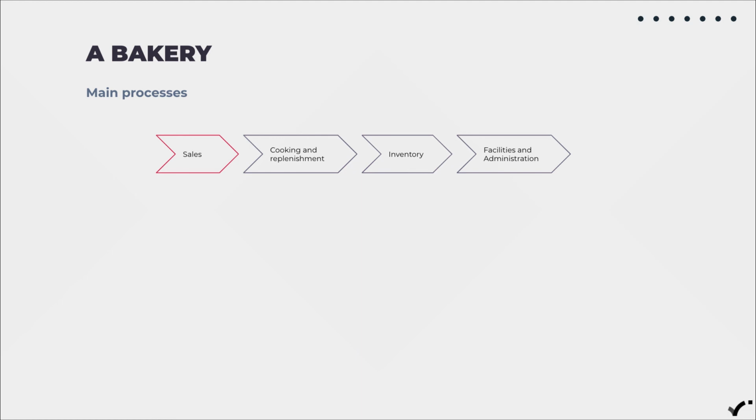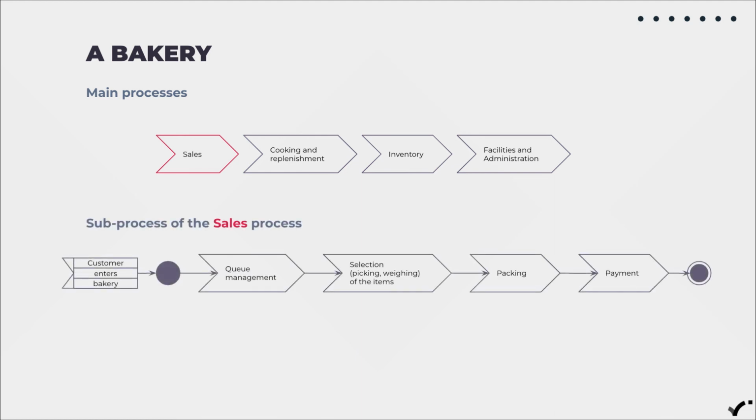For the sake of this exercise, let's try to keep this process simple. We'll look at sales. The sales process kicks in when a customer enters the bakery. We'll look at what all these symbols mean later on, but essentially the first thing you will do is queue management if there's more than one customer in the shop, and then the selection of the items, so picking and weighing the items, then there will be packing, and finally the payment.